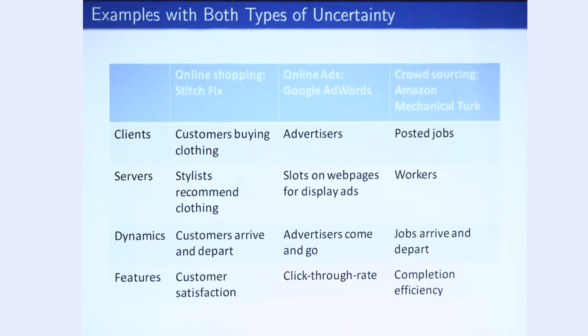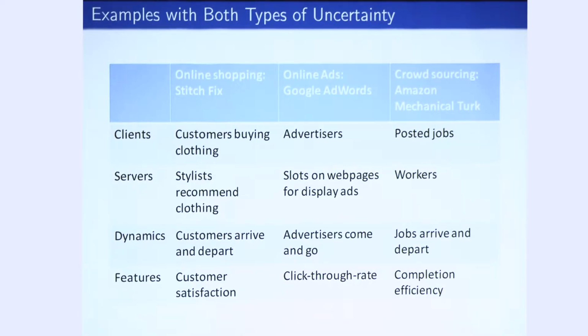A similar story can also happen in online advertisement. There, the clients are advertisers, and servers correspond to slots on web pages for displaying ads. We face uncertain dynamics because advertisers arrive and depart in the system. We also face uncertain features because the click-through rate, as I mentioned earlier, is unknown to the system operator. This also happens in the crowdsourcing scenario, where the clients can be job posters and servers are workers. Their jobs arrive and depart from the system, and if you're given a job, the quality of the work is also unknown to the system beforehand.